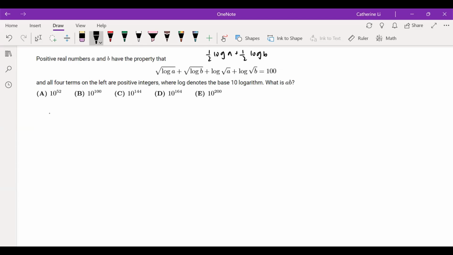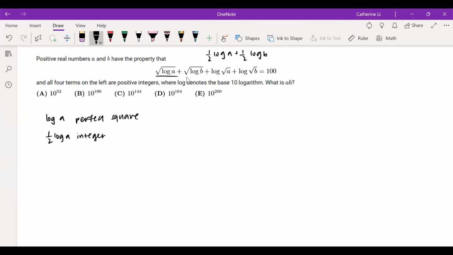And one thing that we can do is we know that square root log a is a positive integer, and that means that log a itself has to be a perfect square and an integer, obviously. And same thing for b, because everything in this equation is symmetric. So we know that log a is a perfect square. And we also know that 1/2 log a is an integer.